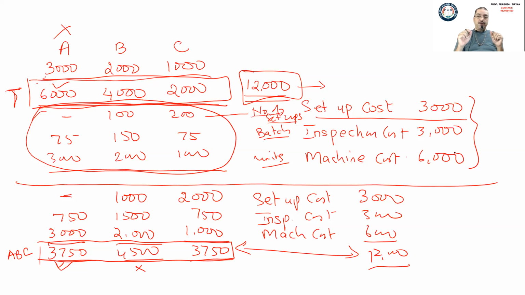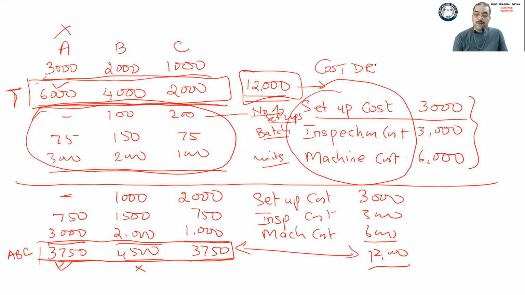Inspection cost, every batch you are inspecting for quality of the goods. So inspection cost will depend upon number of batches. Sometimes it depends upon number of batches and number of units per batch. Okay, and then machine cost. Machine cost can be taken on the basis of number of units produced, or it can be taken on the basis of number of machine hours which are utilized for every product. Now, what is this? This is my activity. Setup cost, inspection cost, machine cost. It is my activity. Or I can say that it is my cost driver. What do I call it? I call it as cost driver.